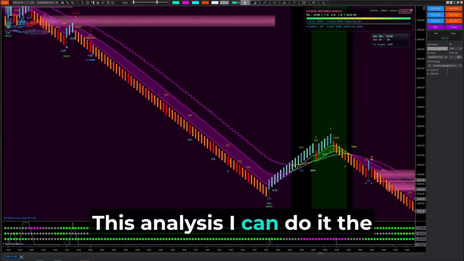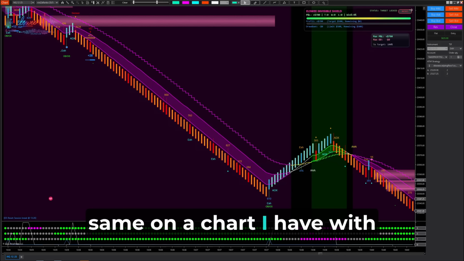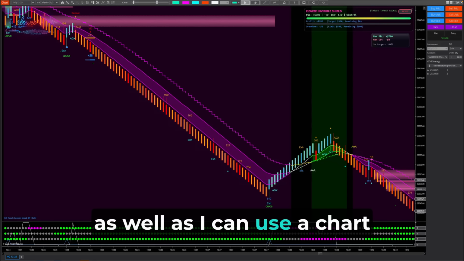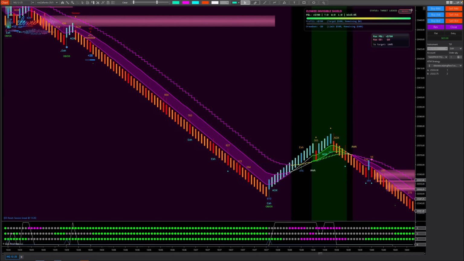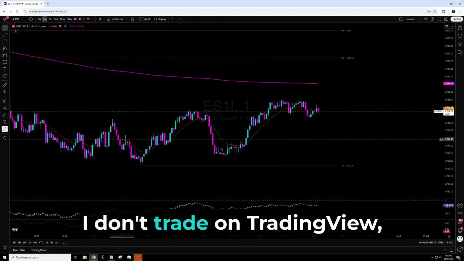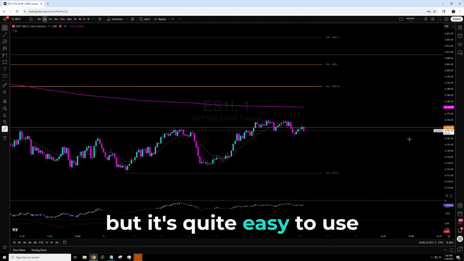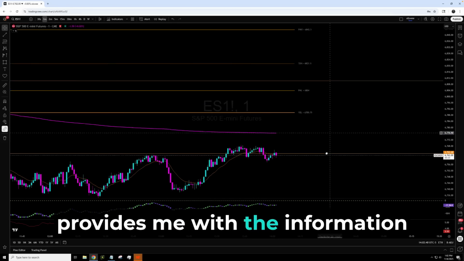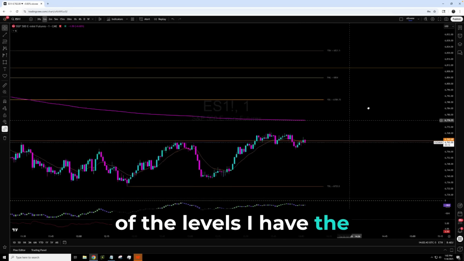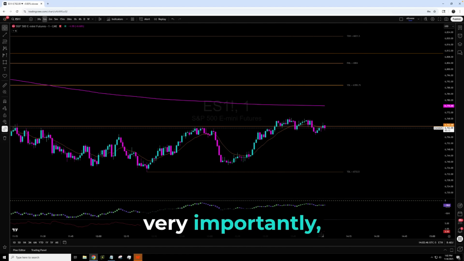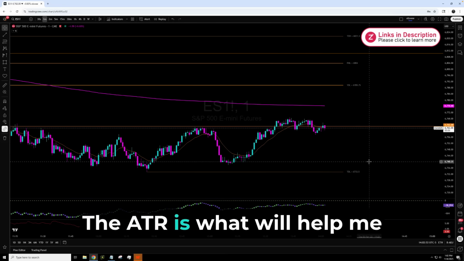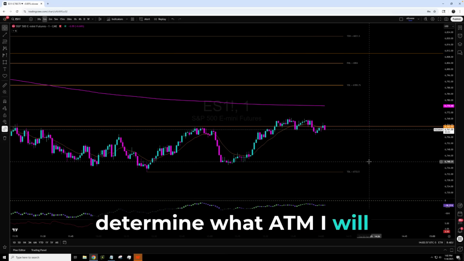This analysis, I can do it the same on a chart I have with indicators in NinjaTrader, as well as I can use a chart I have from TradingView. I don't trade on TradingView, but it's quite easy to use, and if you notice, I have an indicator that provides me with the information of the levels. I have the cumulative delta, and very importantly, I observe the ATR. The ATR is what will help me determine what ATM I will use for the session.